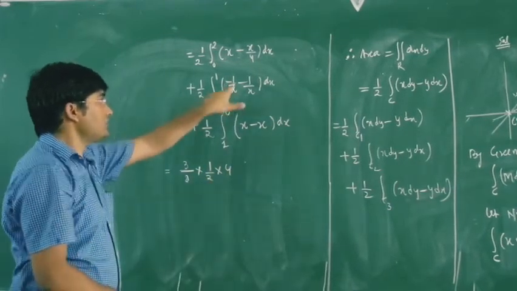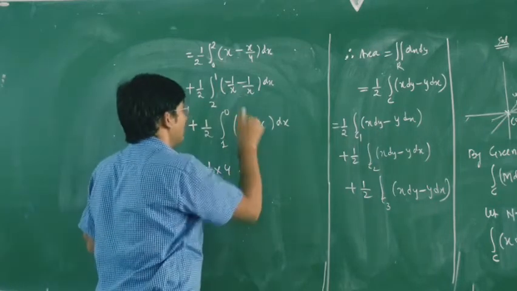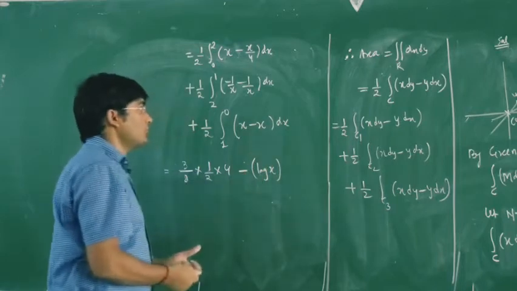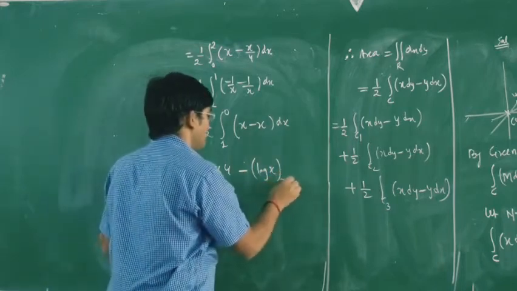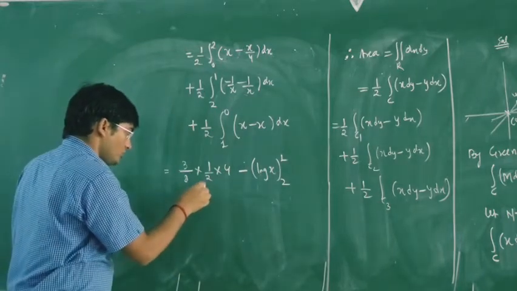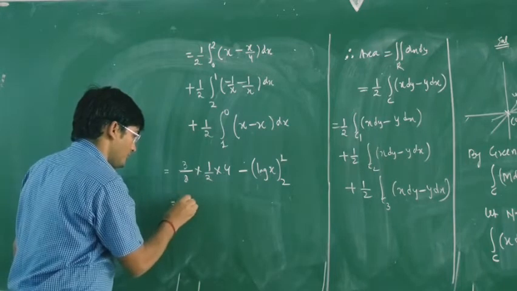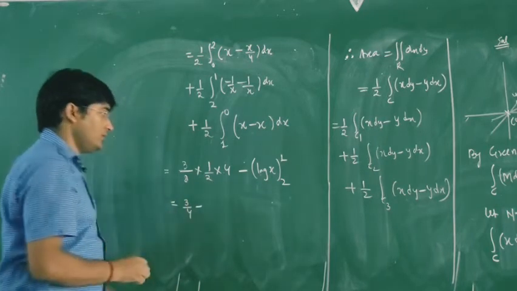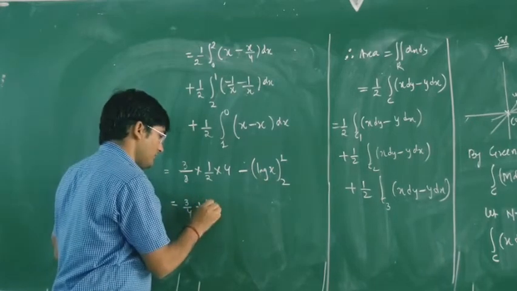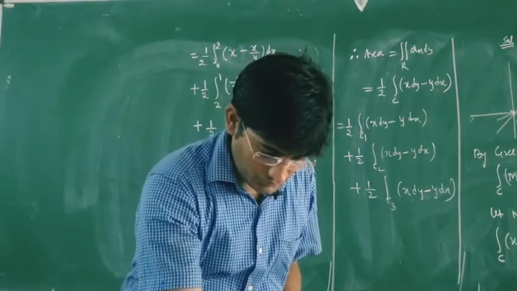Now in the second term, this is minus 2 upon x, so this 2 and this 2 will get cancelled. So we have minus, and then the integration of 1 upon x is log x, with limits from 2 to 1, and the third part is 0. So you can see that this is 3 by 4, and here your log 1 will be 0 and log 2, so we have minus plus. So this is 3 upon 4 plus log 2.